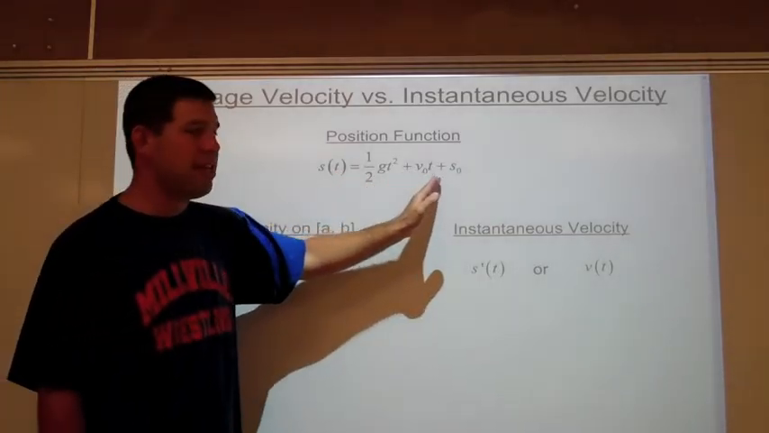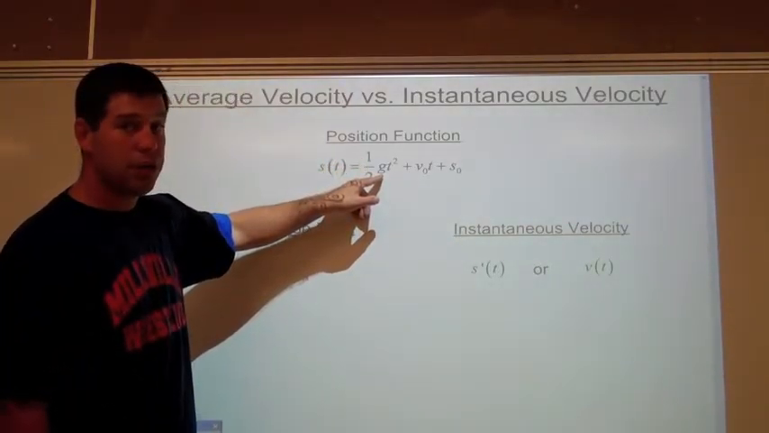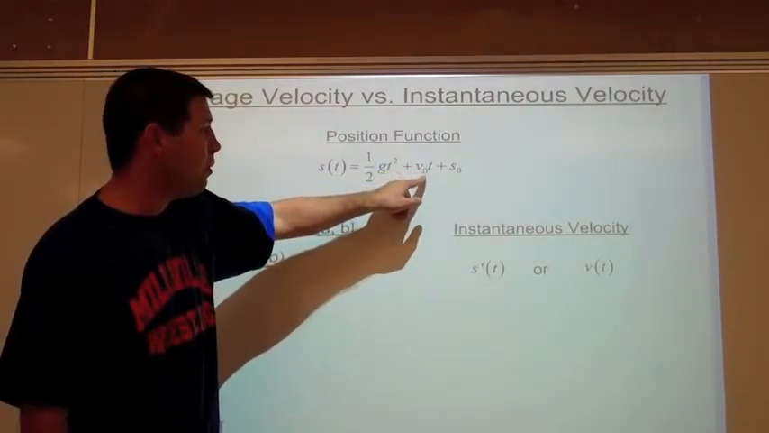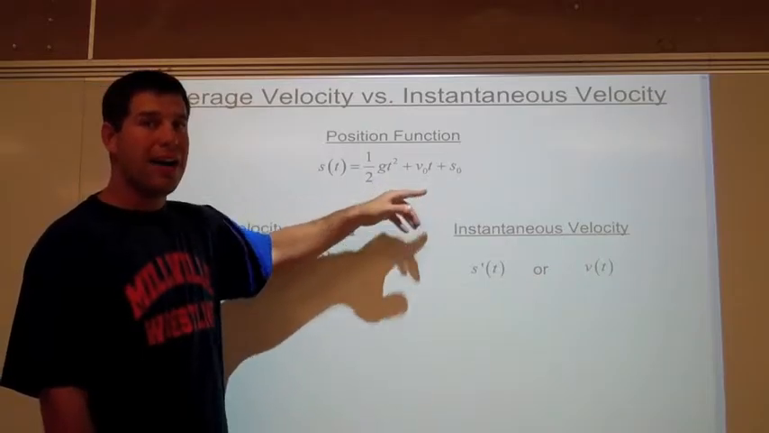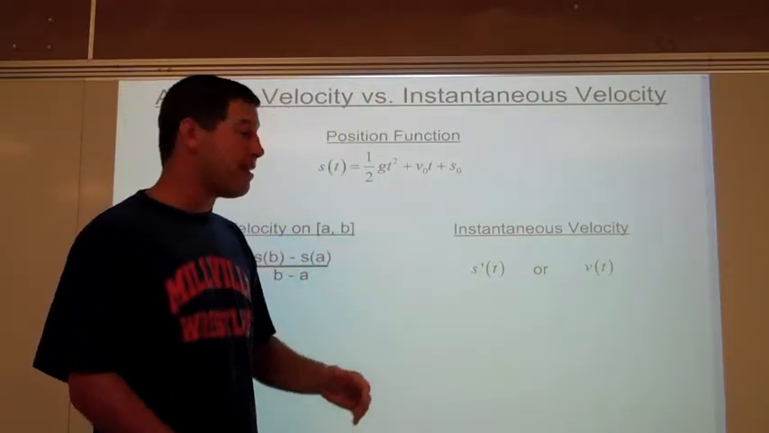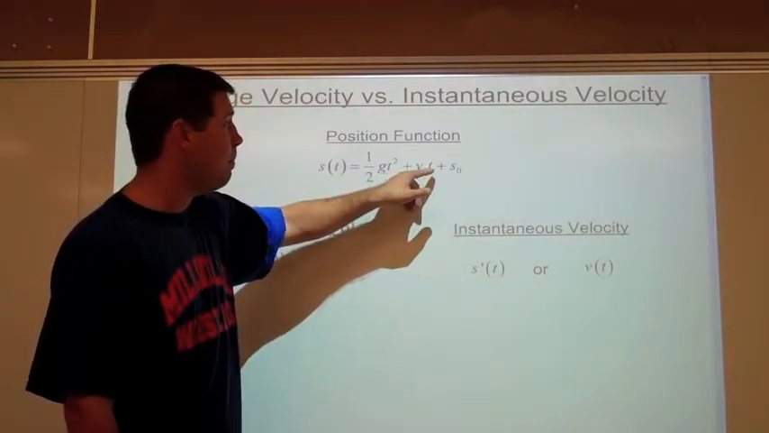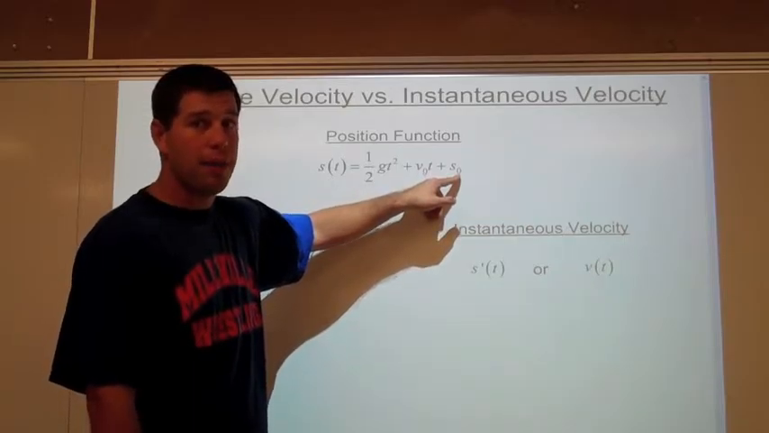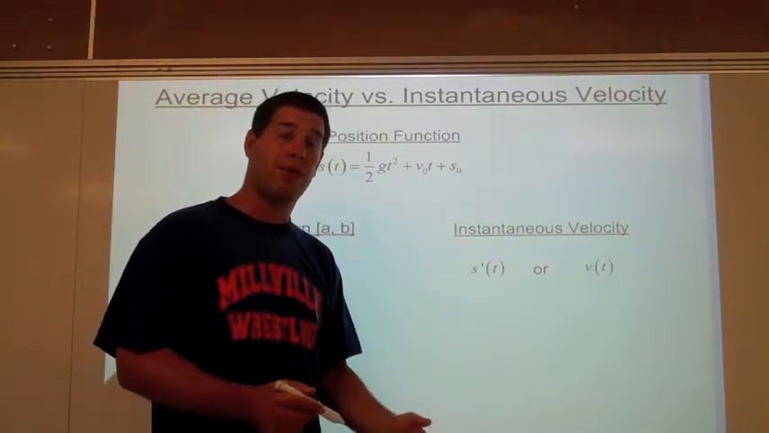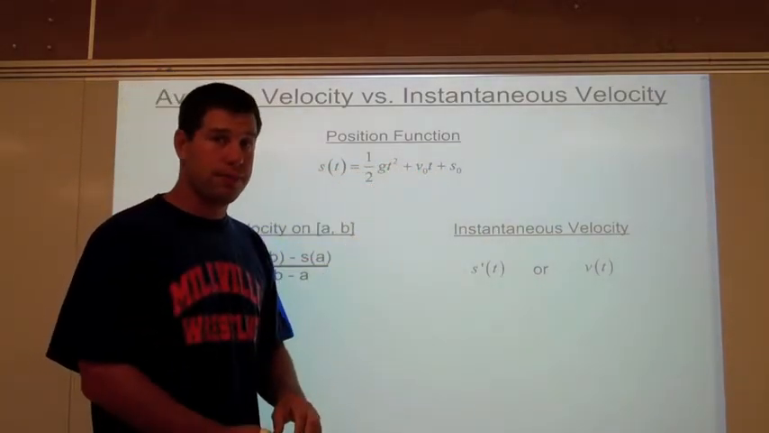And this is the general position function of any falling object: 1/2 times the acceleration due to gravity times t squared, your time squared, plus v sub naught, meaning your initial velocity. How does it start moving? It starts if it's launched upward, if it's launched downward, if it's dropped from rest, your initial velocity times t, your time, plus s sub 0, your initial height. Does it start at ground level? Is it launched off a building? Is it below sea level? Something like that. So this is your general position function.